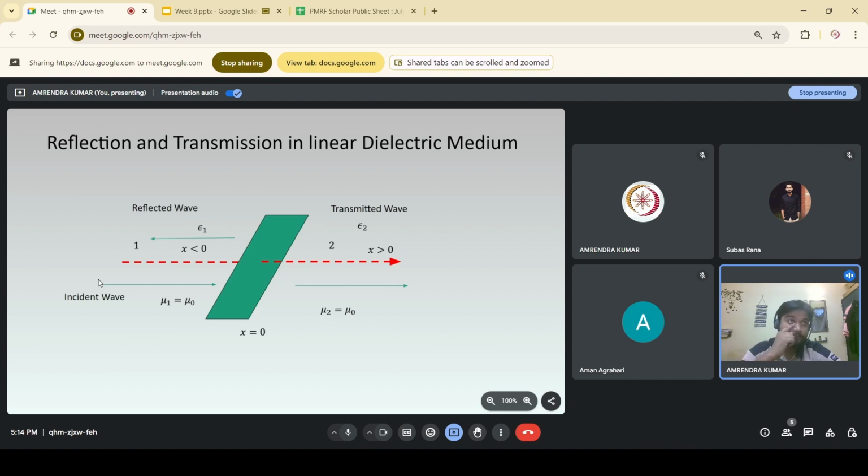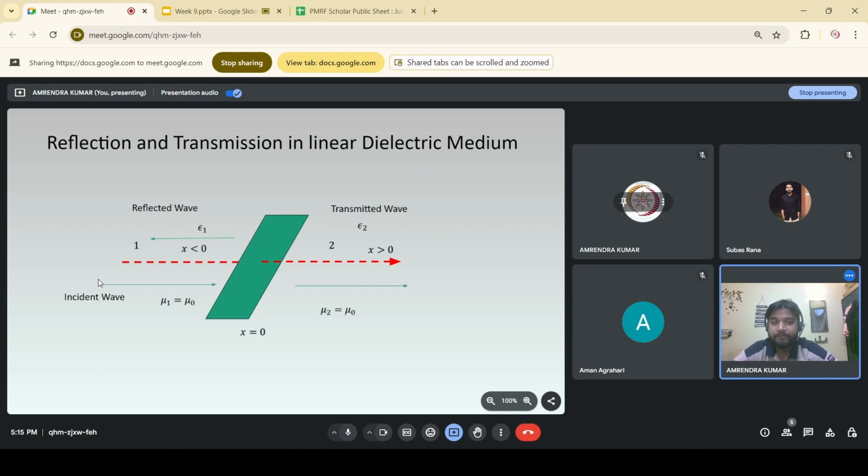You can see this in your daily life. If you have a partially reflecting mirror, it transmits some light but it also reflects some light. So this is how a simple mirror, a dielectric medium, behaves.